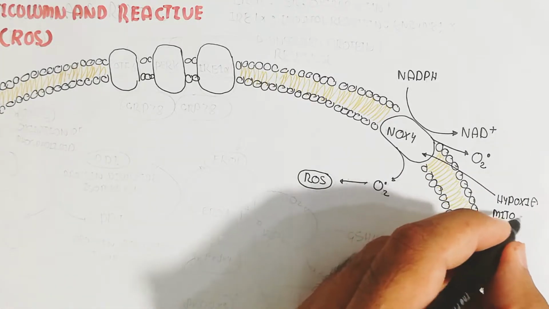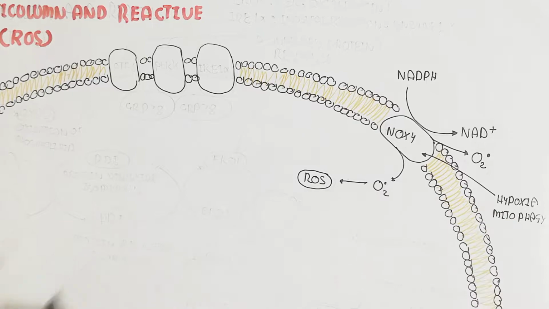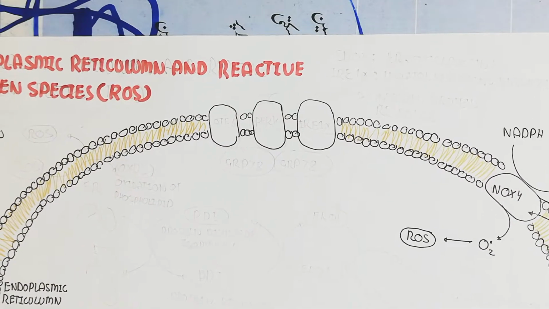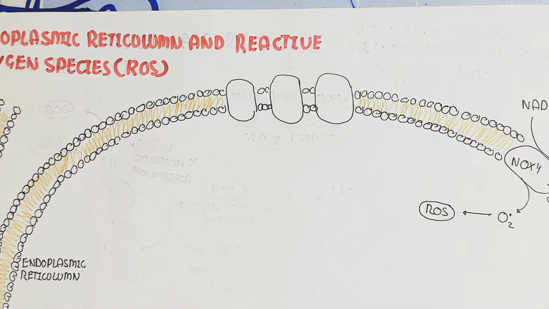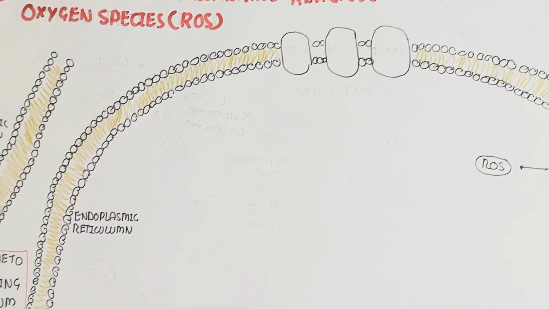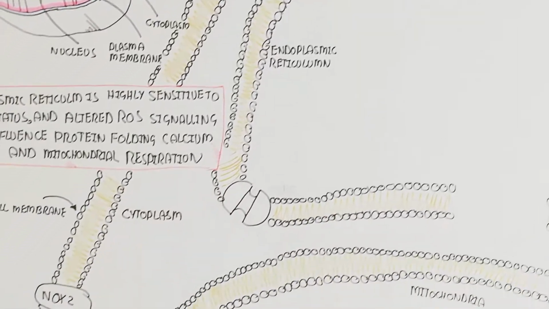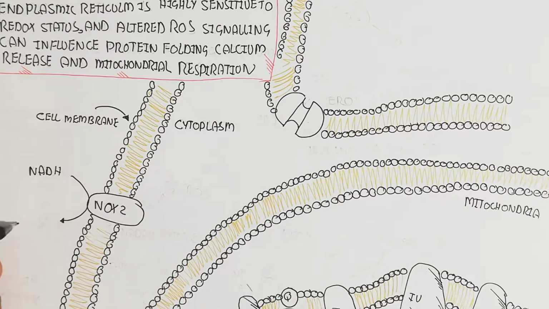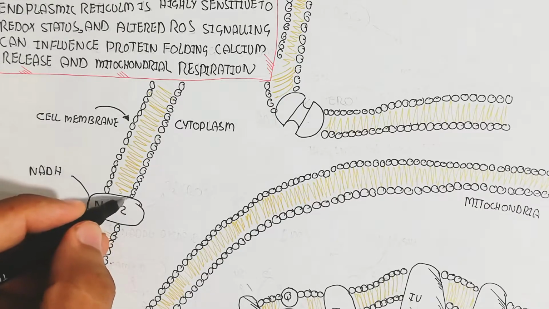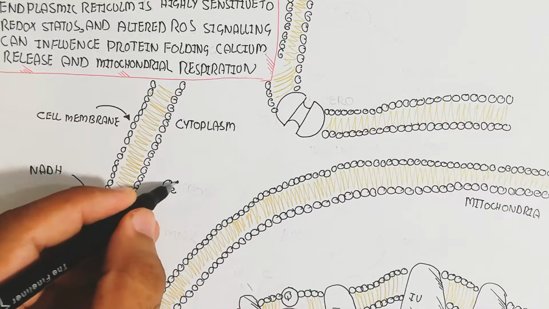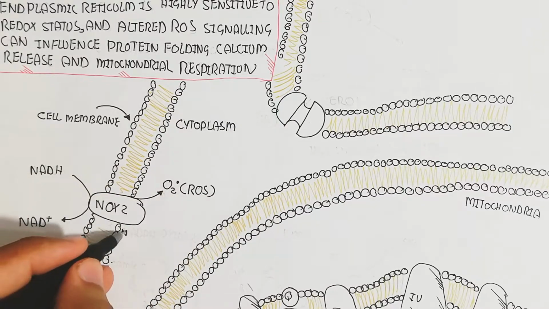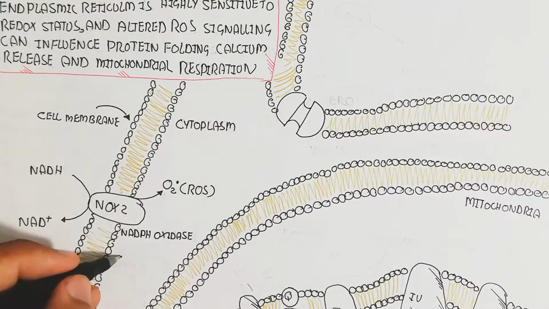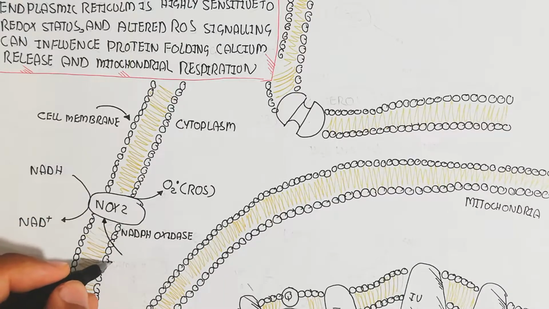So when oxygen decreases, it leads to the production of more reactive oxygen species. So remember, these free radicals, the reactive oxygen species, will react with the plasma membrane, the membrane of the endoplasmic reticulum as well as the mitochondria. Here also the plasma membrane contains NOx2, NADPH oxidase enzyme 2, and in this way here you can see the NOx2.